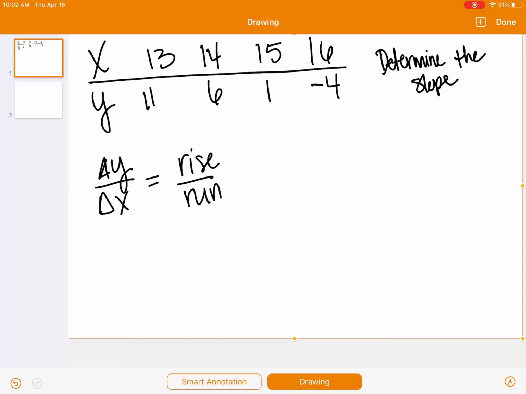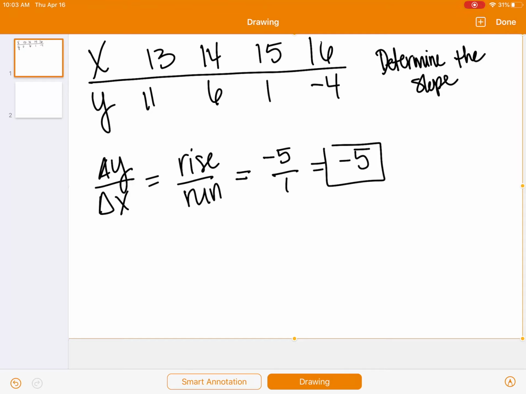11 minus 6 is 5. 6 minus 1 is 5. 1 minus 5 would be -4. So the rise or the change in the y values is going down by 5. The change in the x values is going up from 13 to 14 to 15 to 16, or going up by 1. So the slope of this line would actually just be -5.